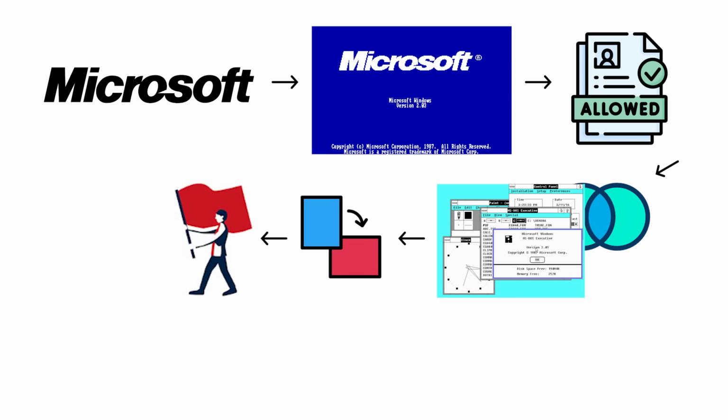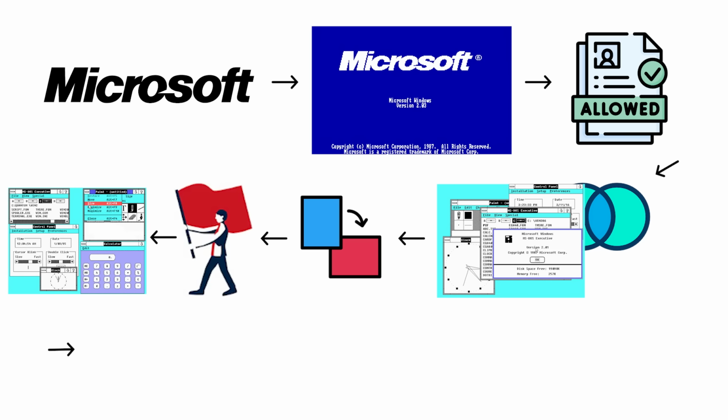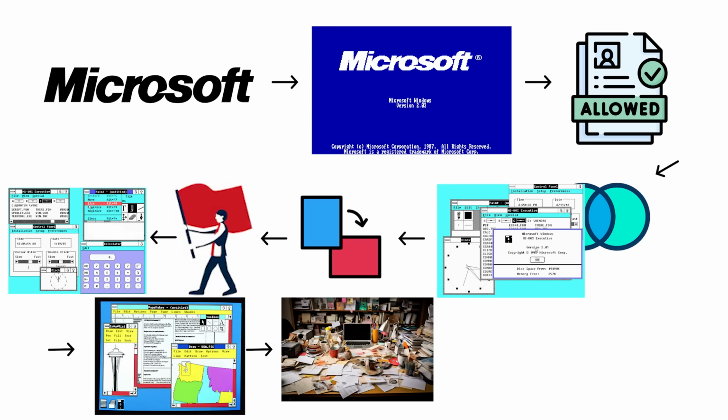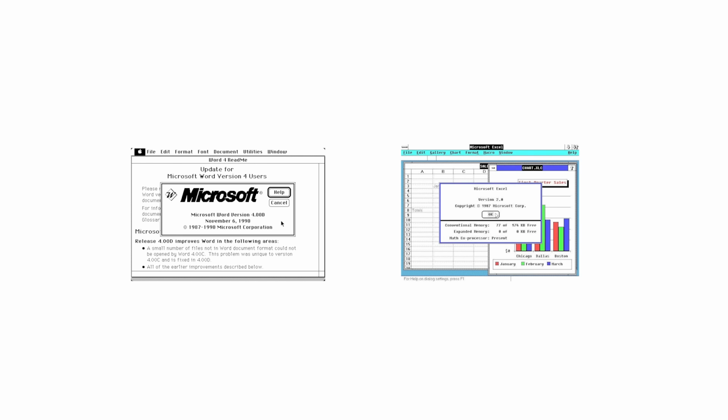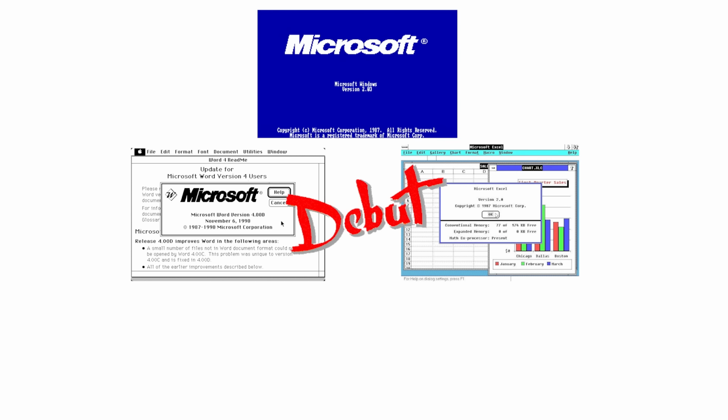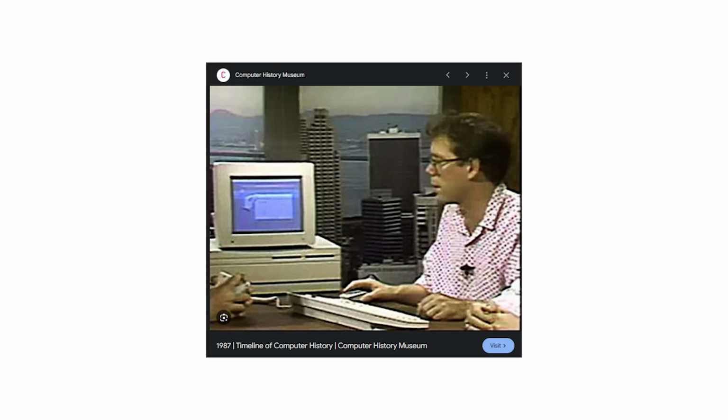This small change felt revolutionary. It meant you could actually stack applications like a messy desk, instead of keeping them in a perfect grid. Microsoft Word and Microsoft Excel made their Windows debut here, turning office computers into slightly more productive typewriters.